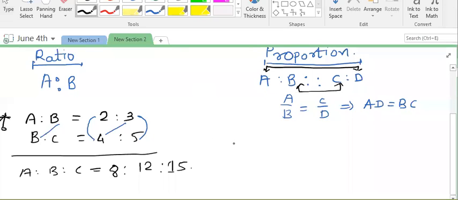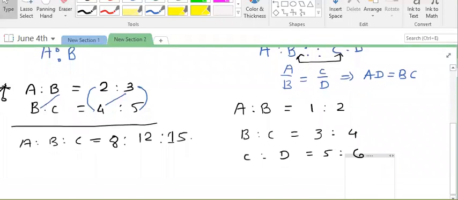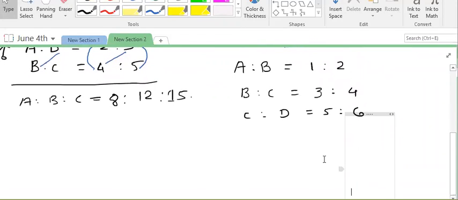So see next shortcut. Now suppose you have been given A is to B, B is to C, C is to D. Now from that you have to find A is to B is to C is to D. So for that what can we do? See, if they have given you in the question A is to B equal to 1 is to 2, then B is to C equal to 3 is to 4, and C is to D equal to 5 is to 6. Now from that you have to find A is to B is to C is to D. I'll explain how you can find this.